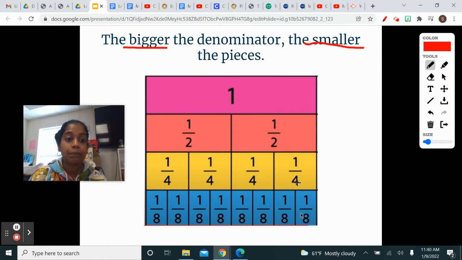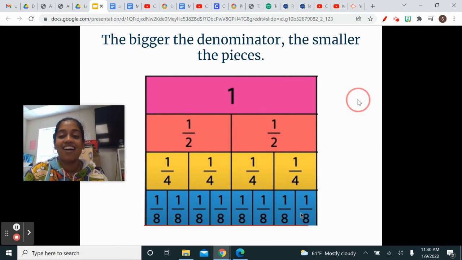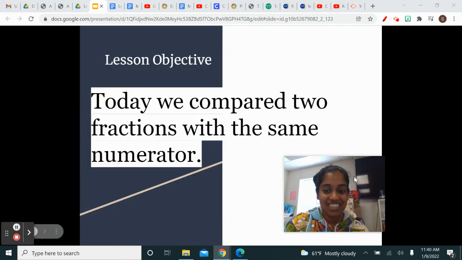So it's like saying if I had a pizza and I cut it into 1/2, that's a much bigger piece than if I were to cut my pizza into 8 pieces and only eat 1/8. Right? So when we're looking at comparing fractions and we're looking at denominators, we want to make sure that we're looking at the size of the piece. So the bigger the denominator, the smaller our pieces are. Okay? All right. Fantastic. Let's go ahead and see if we met our objective for today.